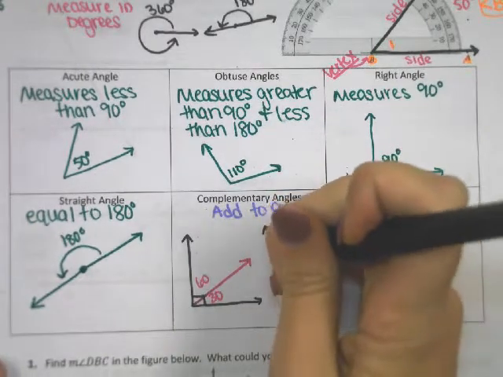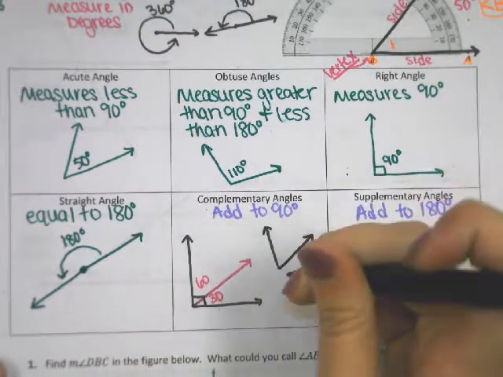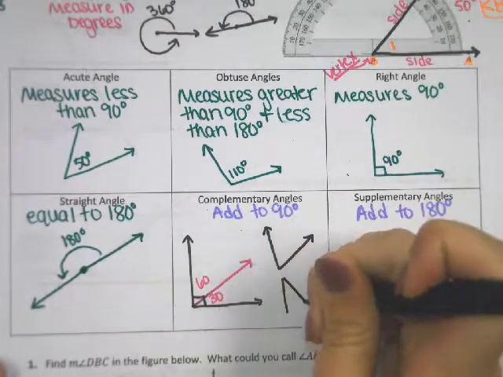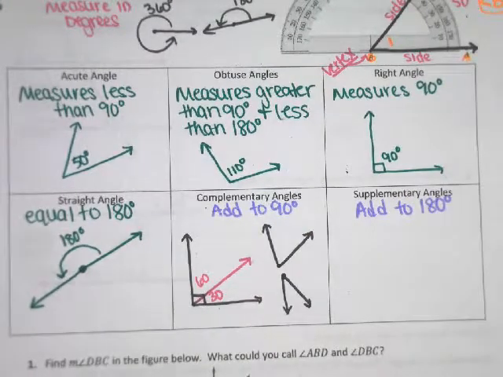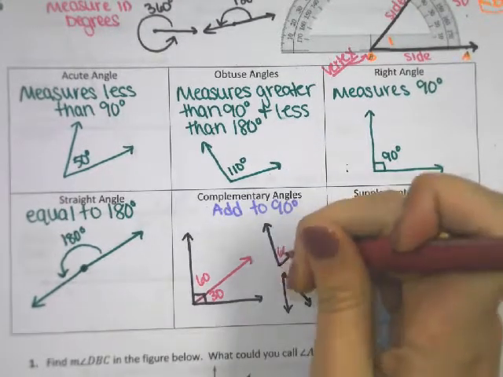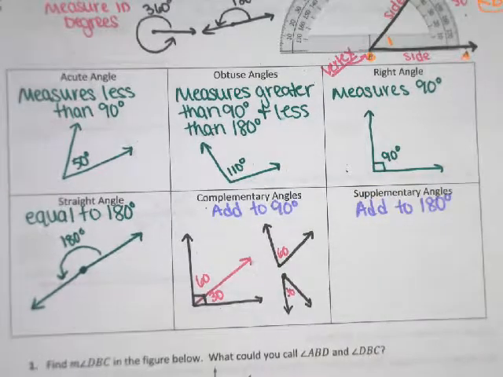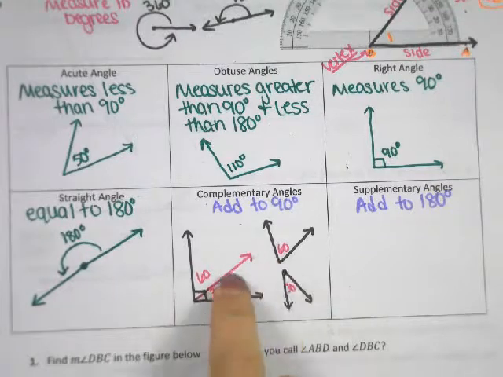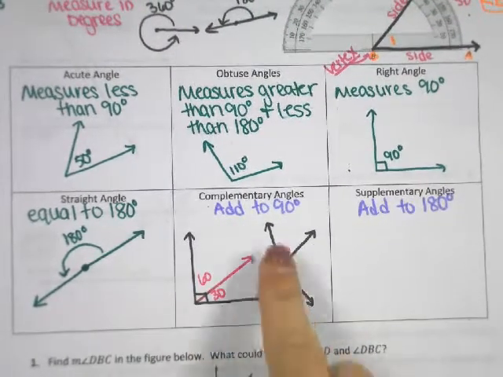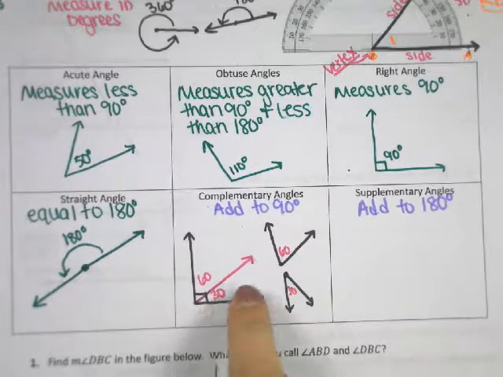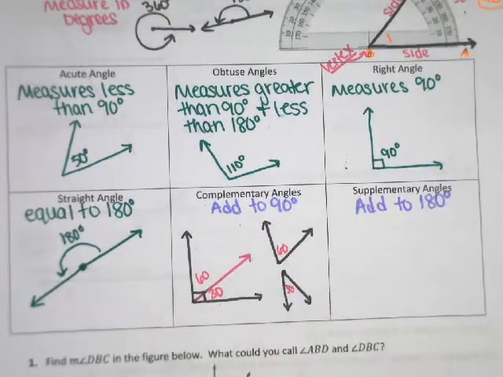Additionally, if you have the angles drawn separately, they don't have to be next to each other. They could be 2 separate diagrams like this, 2 angles like that. Then this one's 60 and this one's 30. Then those are also complementary. They don't have to be adjacent. They don't have to be next to each other to be complementary. They just have to add to 90 degrees, which 60 plus 30 is 90.